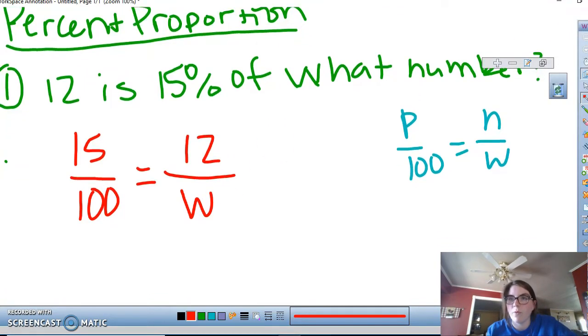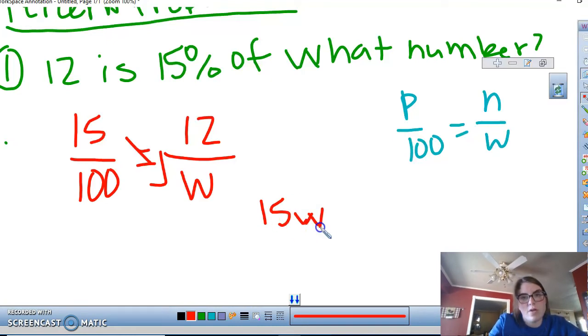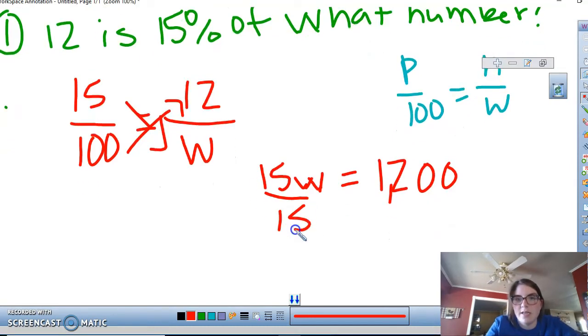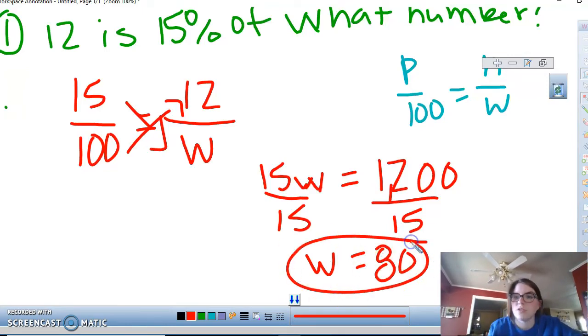This next part we've been doing for a while now, which I think a lot of you are pretty good at. So we just have to cross multiply. So I'm going to multiply with the variable first. So I'm going to have 15W equals 100 times 12, which is not 12,000, but 1,200. And the next thing we are going to do is get W by itself. So we are going to have to divide by 15, divide by 15. And so when I do 1,200 divided by 15, I get W equals 80. So my answer would be 80. How nice.